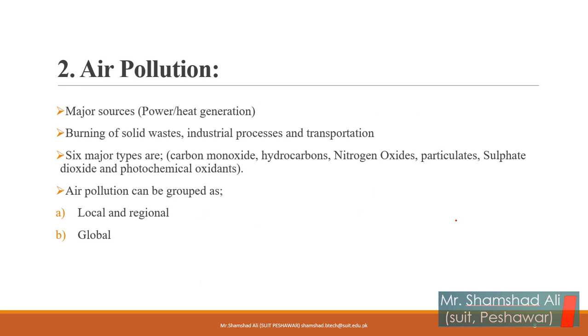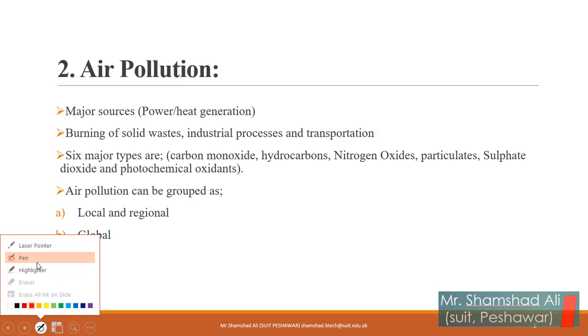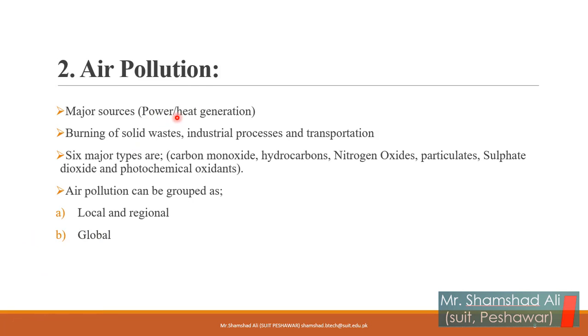So moving on, the second type of pollution is air pollution. As we have learned in the previous lecture, the main sources are transportation, industries, and other types of human activity. The major sources are power and heat generation, burning of solid waste, industrial processes and transportation, as we discussed.